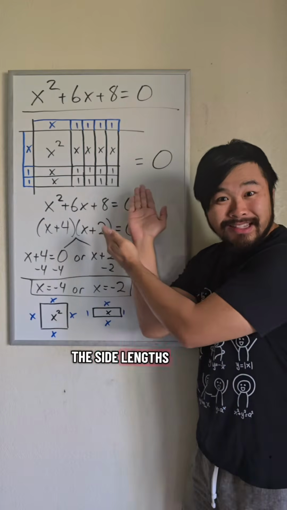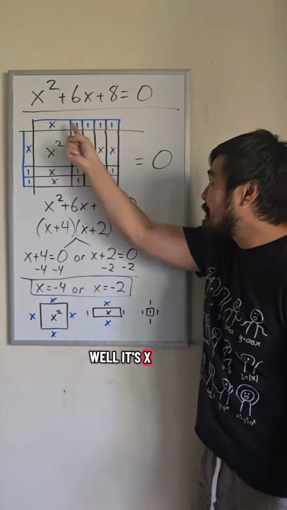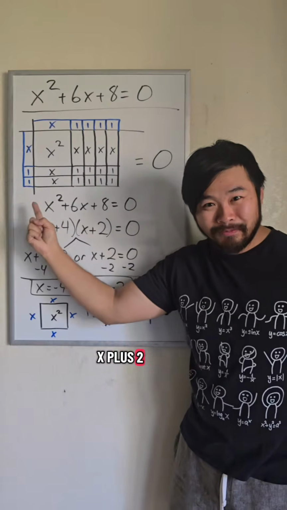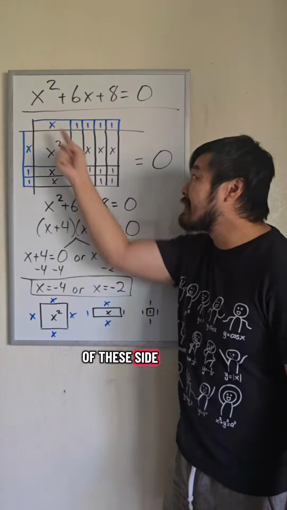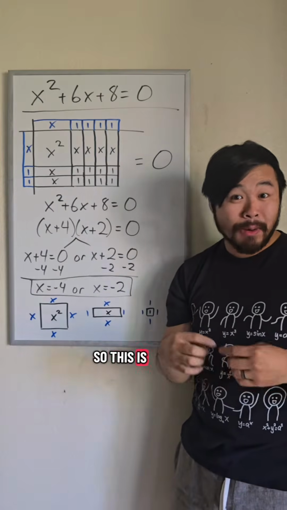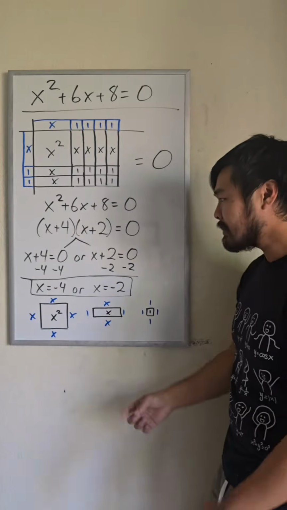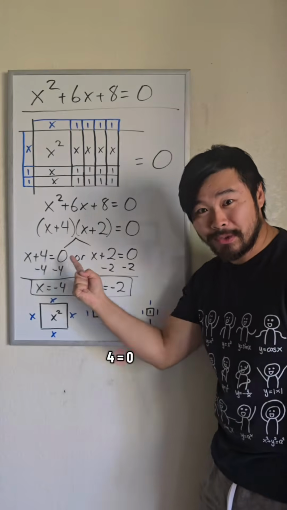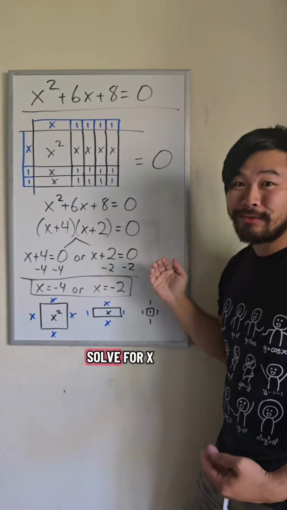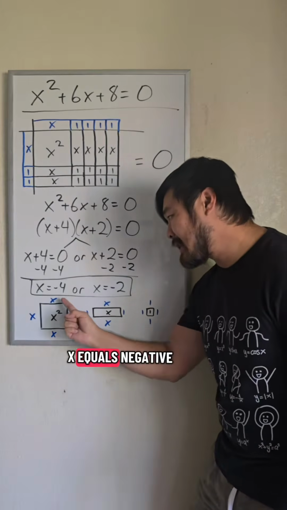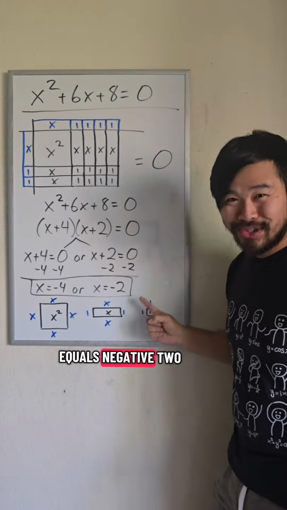Now, what are the side lengths of this rectangle? Well, it's x plus 4 and x plus 2. Now see that the area is 0. That means one of these side lengths has to be 0. So this is where we use the zero product property. So we can say x plus 4 equals 0, or x plus 2 equals 0. And when we solve for x, we see that x equals negative 4 or x equals negative 2.